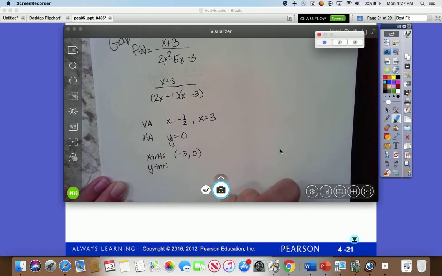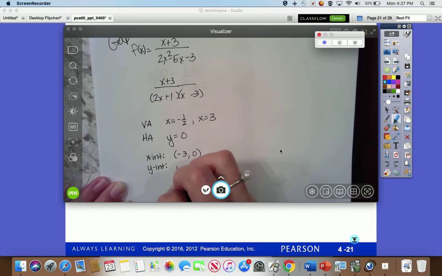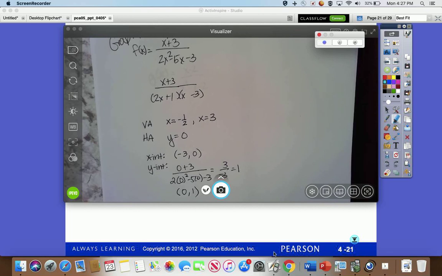My y-intercept. What happens if I plug in a 0 for every x? That'd be 0 plus 3 over 2 times 0 squared minus 5 times 0 minus 3. And we get 3 over negative 3, which is 1. So my y-intercept is 0, 1. Then we would go to graph this. Okay, we'd have to graph all those things.